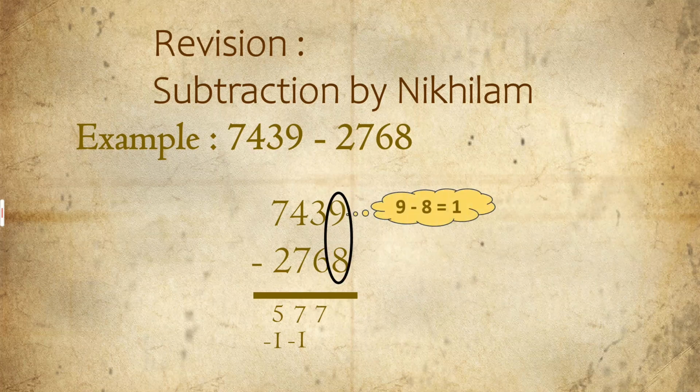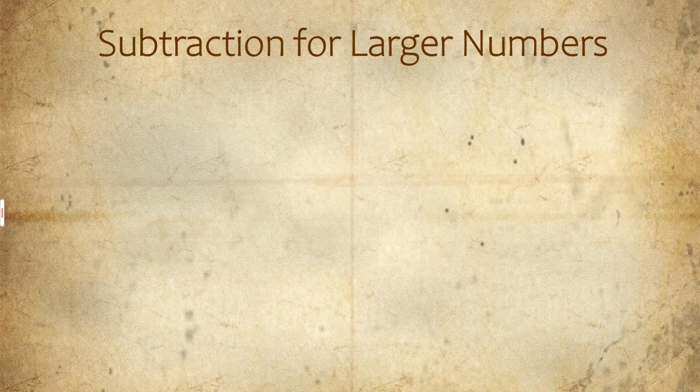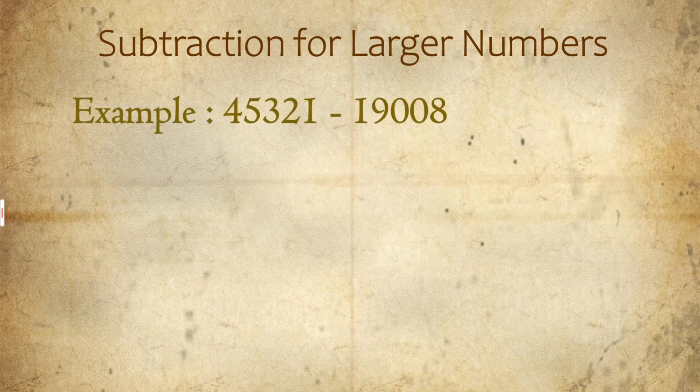Next, we have 9 minus 8, which is simply 1. Now, let's find out the final answer. So the answer finally is 4,671. All right? Now let's move on to the next concept, subtraction for larger numbers. Now, everything is the same. The only difference is that now you'll have to look at more columns.